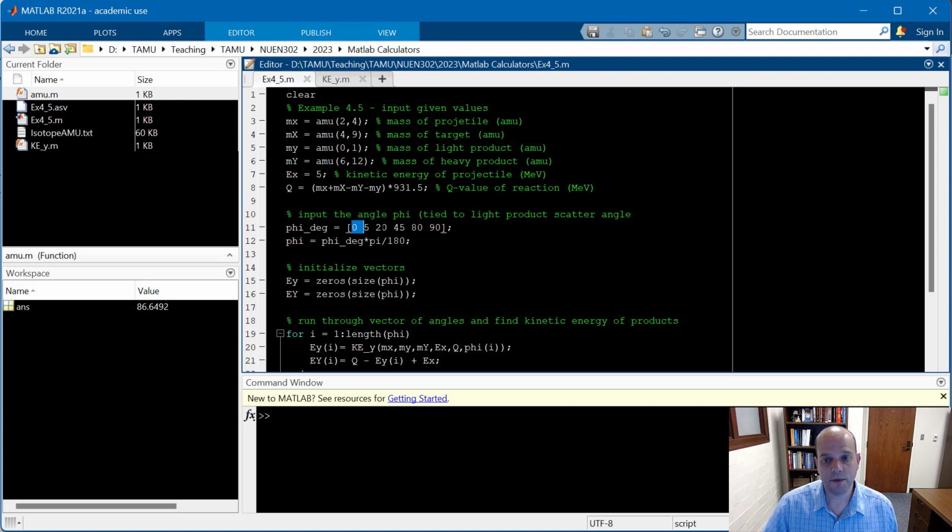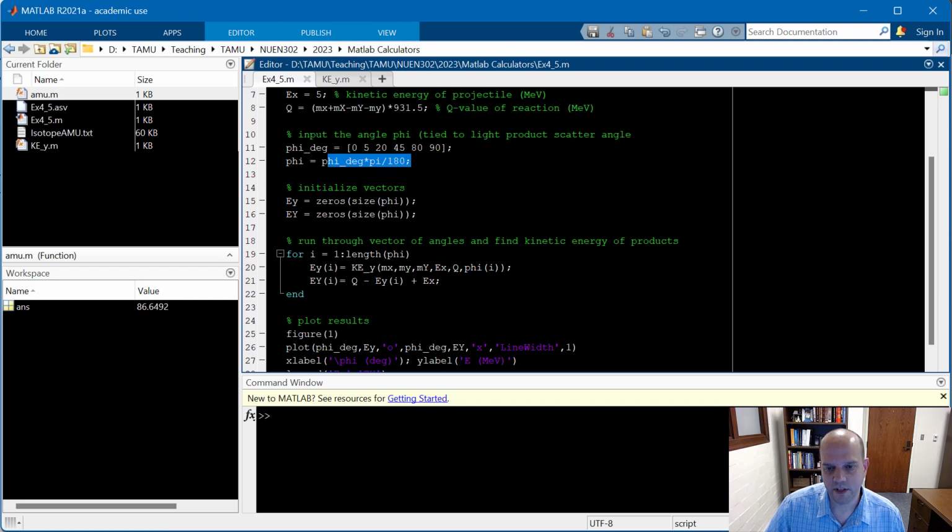And here's where I can step through different angles. I'm using the exact 6 angles that I've been asked to use for this example. Then I convert that to radians and initialize some vectors. You don't need to know that. But then I run through this vector of angles: 0, 5, 20, 45, 80, and 90. I'm going to go one by one through those, index 1 through index 6.